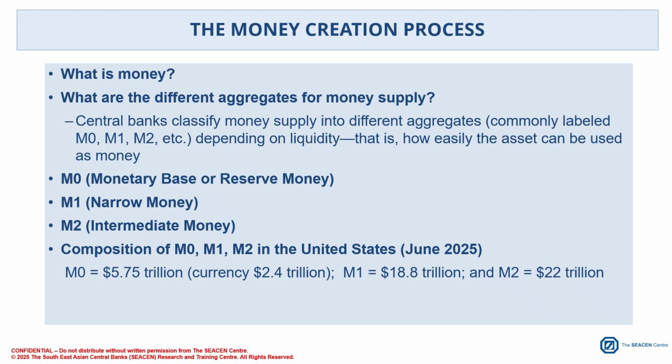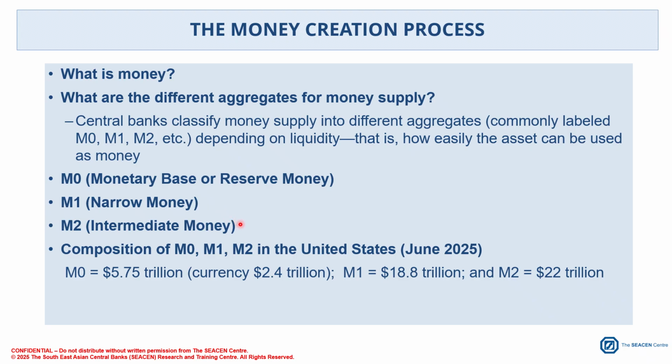Coming to M0, which is the monetary base or the reserve money, it is the most liquid form of money, and it includes currency notes and coins in circulation with the public and cash reserves held by commercial banks with the central bank. M1 or narrow money measures money readily available for spending and includes currency with the public, demand deposits with commercial banks, and other deposits that are withdrawable on demand. M1 includes M0 in the measurement.